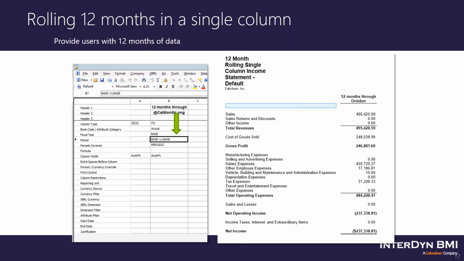So this is what the end result of your report would look like, where you have one column and it's going to be 12 months through October. So if your fiscal year ends in December and you have 12 months, you know that you've grabbed in the prior 2 months as well.